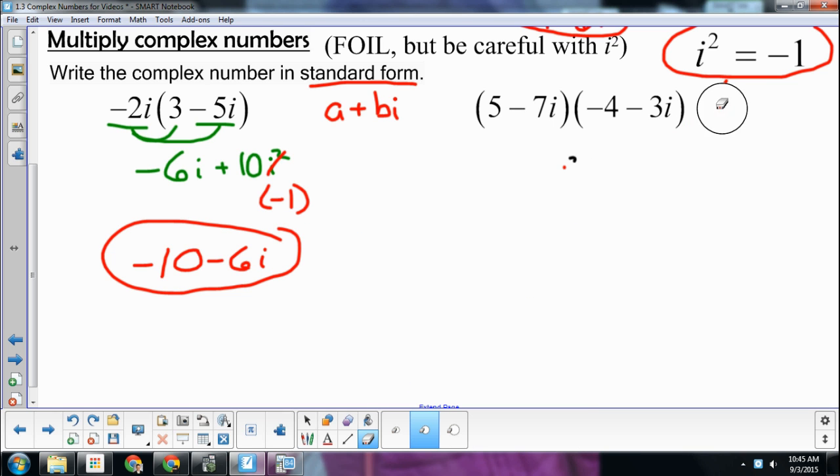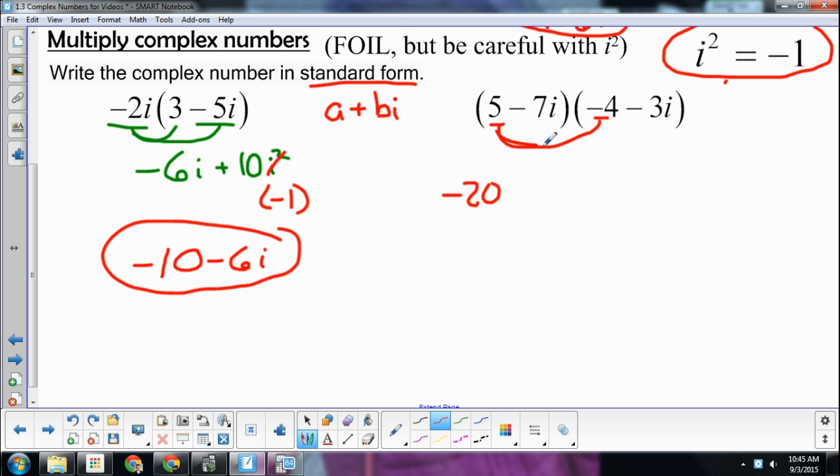With the second problem, I've got 2 parts to each, so we're going to have to use FOIL here. First term times first term. 5 times negative 4 is negative 20. Outer terms multiply together become negative 15i. Inner terms multiply together, we're going to have negative times negative, so it's going to be positive 28i. And finally, last terms, negative 7 times negative 3 is positive 21.